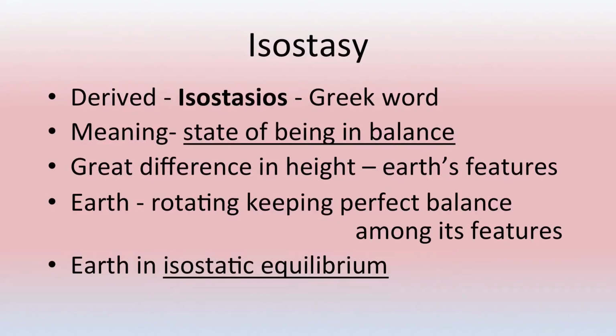Isostasy. What is isostasy? It is derived from a Greek word and it means state of being in balance. There is great difference in height on the earth's surface. Mountains are very high while plateaus are lower and then plains are very low. So, earth is keeping perfect balance among all these features of different height. In this manner, earth is in isostatic equilibrium.